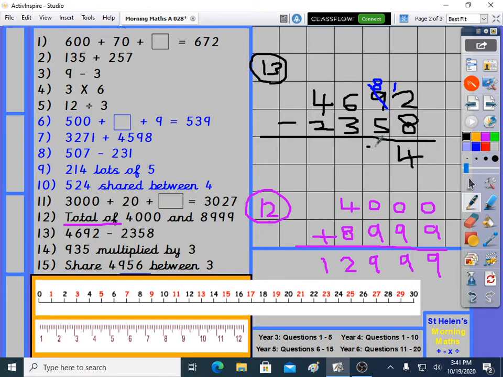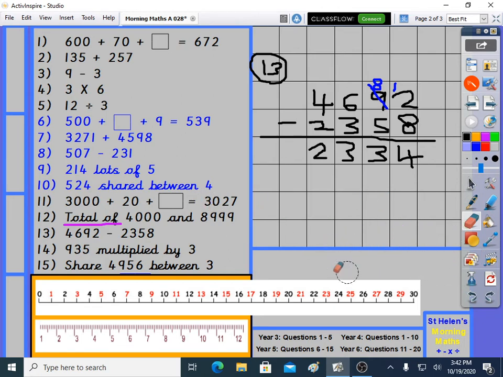8 take away 5 is 3. 6 take away 3 is 3. 4 take away 2 is 2. Minus makes things smaller. 2,334 is our answer. And we're on question 14. Question 14.